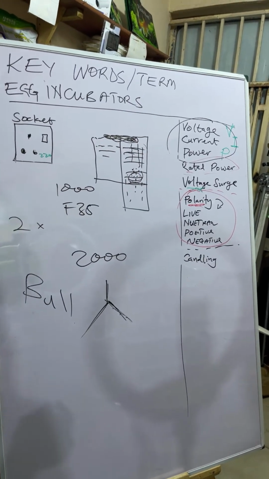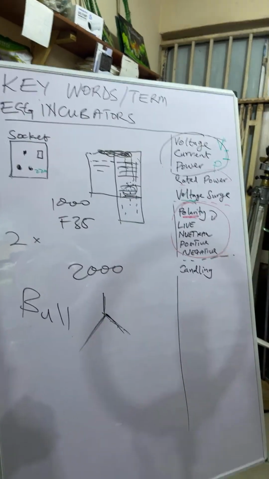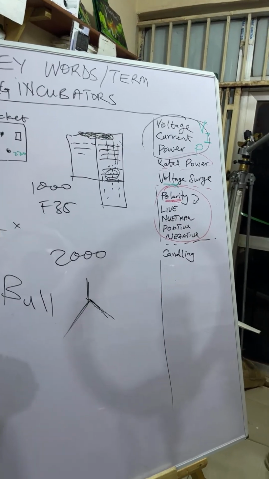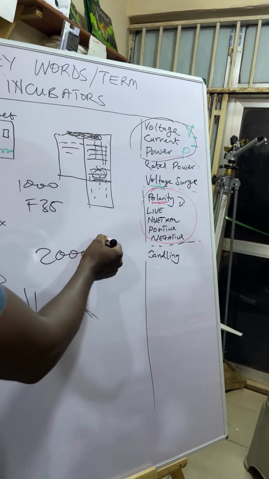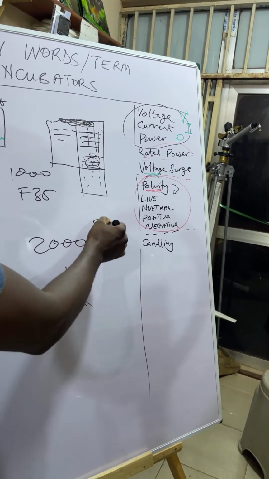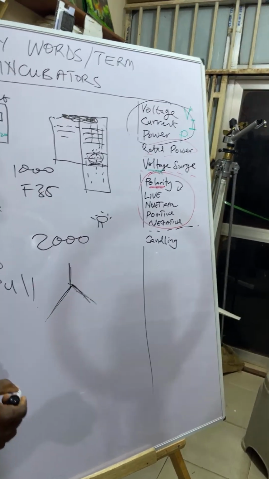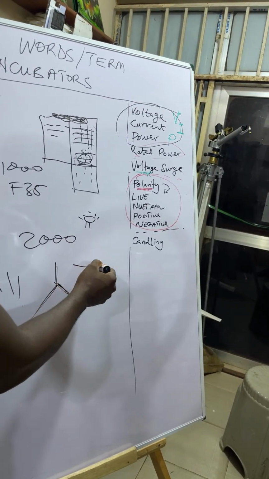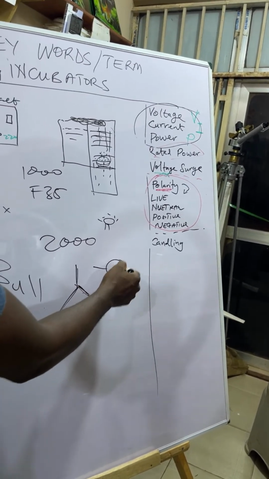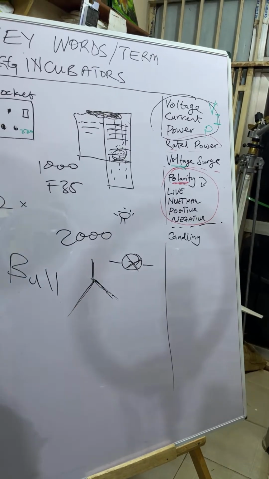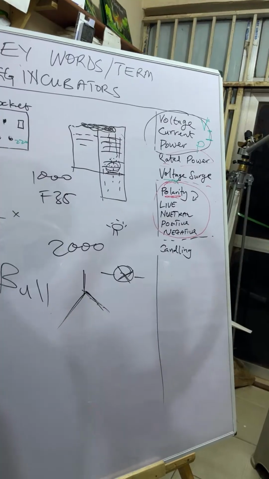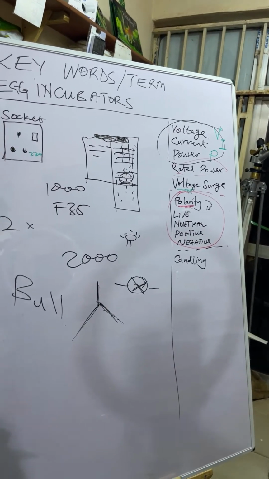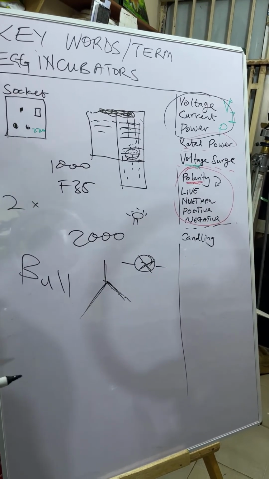Symbol of bulb. It depends whether you are sketching it or something. Or in the circuit diagram, you can go with this. Hey, my people are testing me now. Okay, next question.